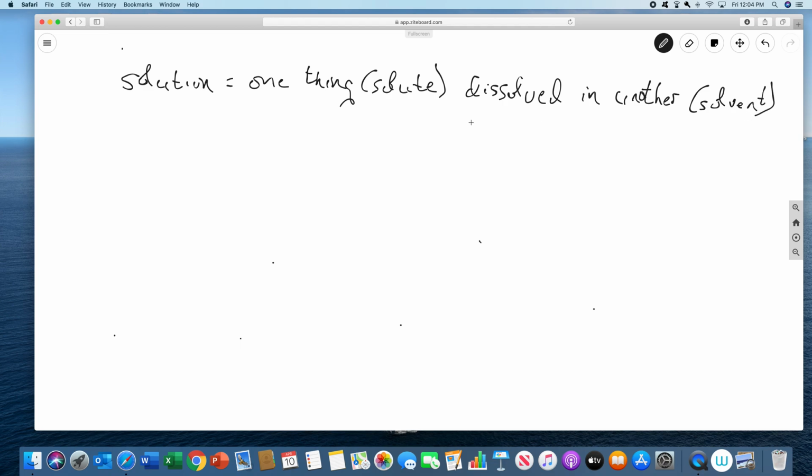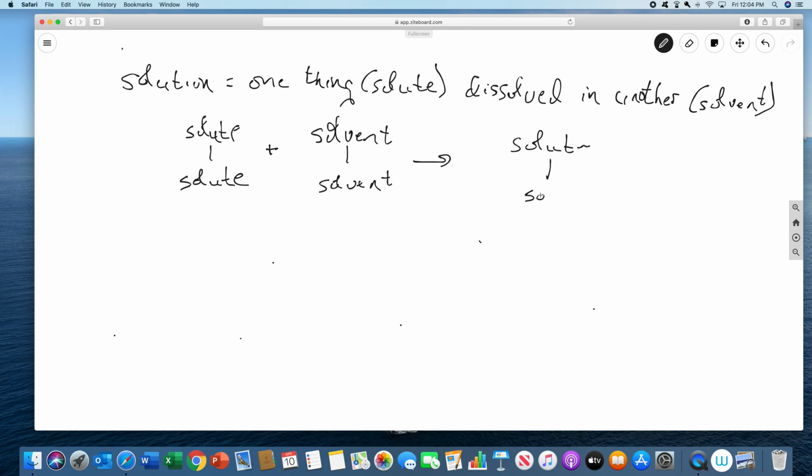Now, if you think about dissolving things, if I'm going to dissolve something, I'm going to take the solute, and it's going to be stuck to itself, right? If I'm going to dissolve salt in water, this would be salt stuck to salt because it's a solid. And then if I put it in water, the solvent, stuck to a solvent, right? It's a liquid, so it sticks to itself. And then I get the solution, solute stuck to solvent.